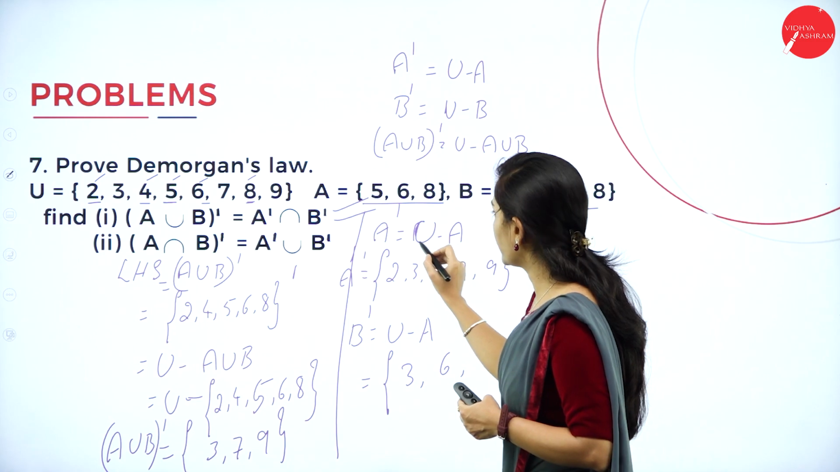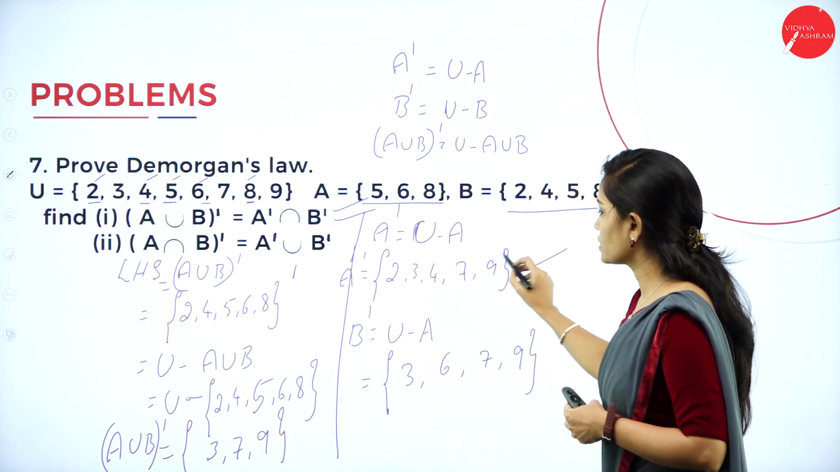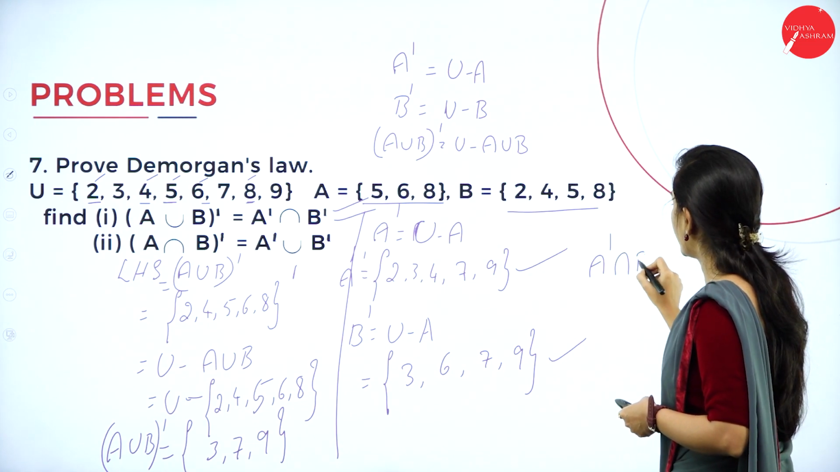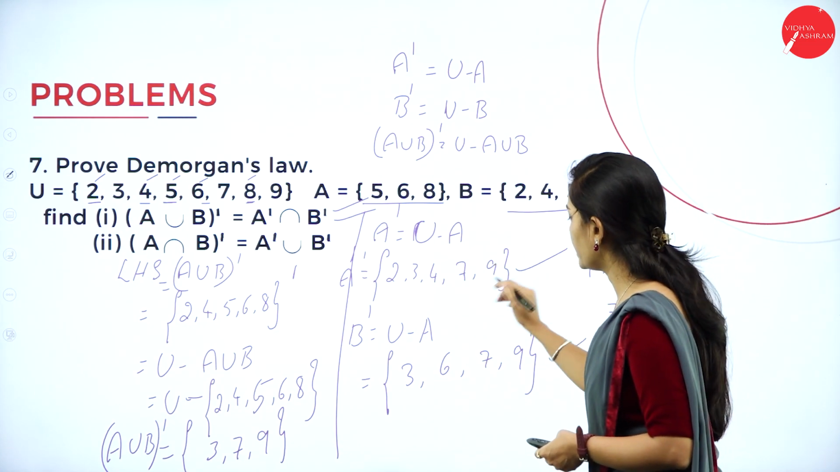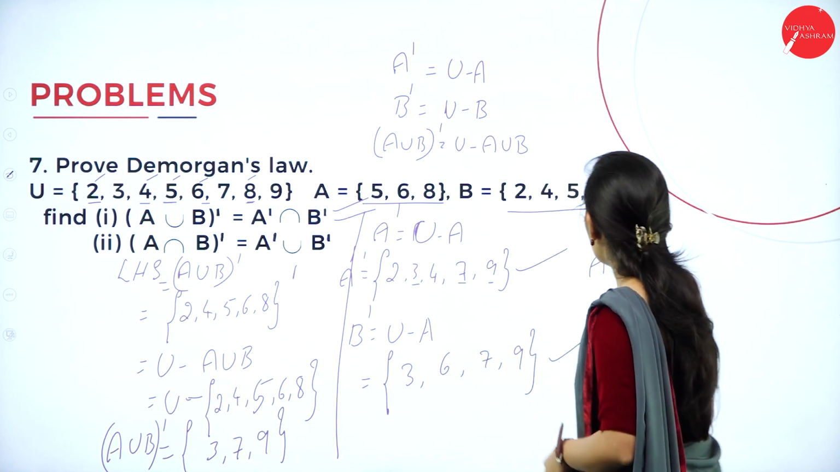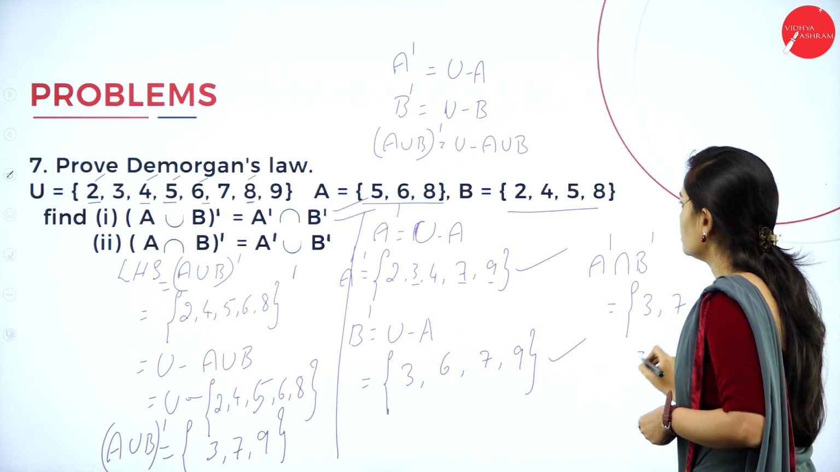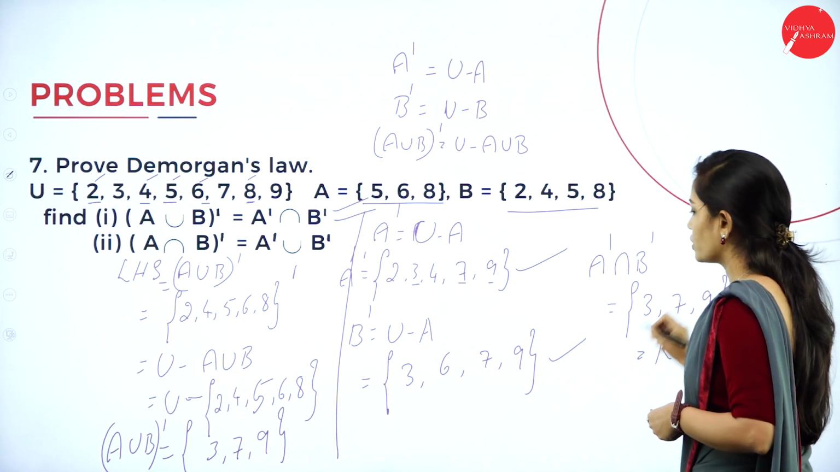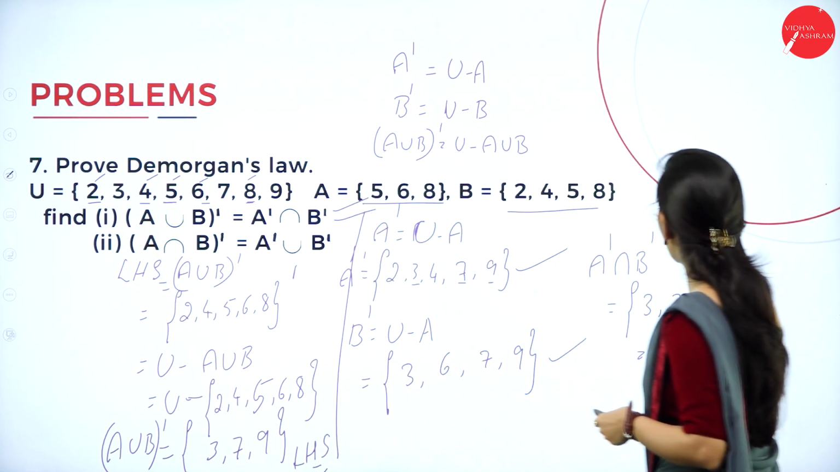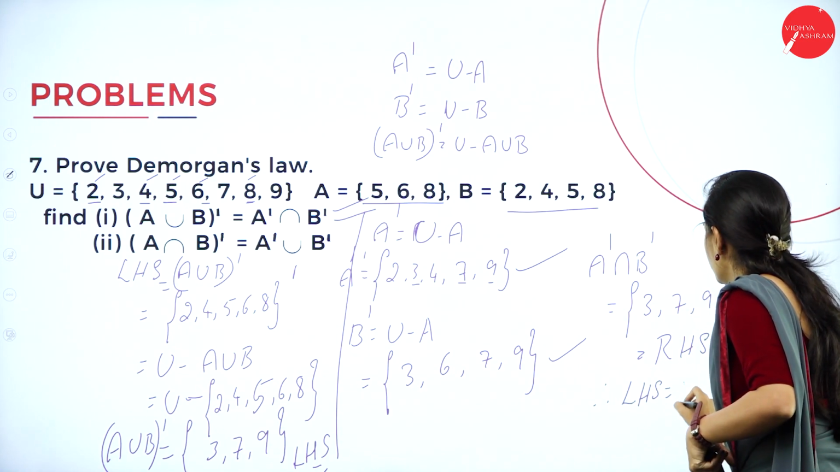So now again find out A dash intersection B dash. A dash is 2, 3, 4, 7, 9. B dash is 3, 6, 7, 9. Now find A dash intersection B dash. Which elements are common in both sets A dash and B dash? 3, 7, 9 is common. So this is your RHS. What is our LHS value? LHS is equal to 3, 7, 9 and RHS is also equal to 3, 7, 9. Therefore LHS is equal to RHS.